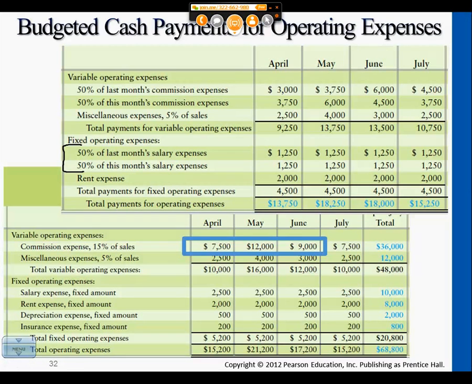If you remember from the previous slides, we said that operating expenses are going to include our rent, right? That's $2,000 right here. And then we also said that $500 is going to be our depreciation, $200 is insurance expense, and so on and so forth. Those expenses are also going to be added. Also, look at this. We're going to have some miscellaneous expenses that are 5% of sales.